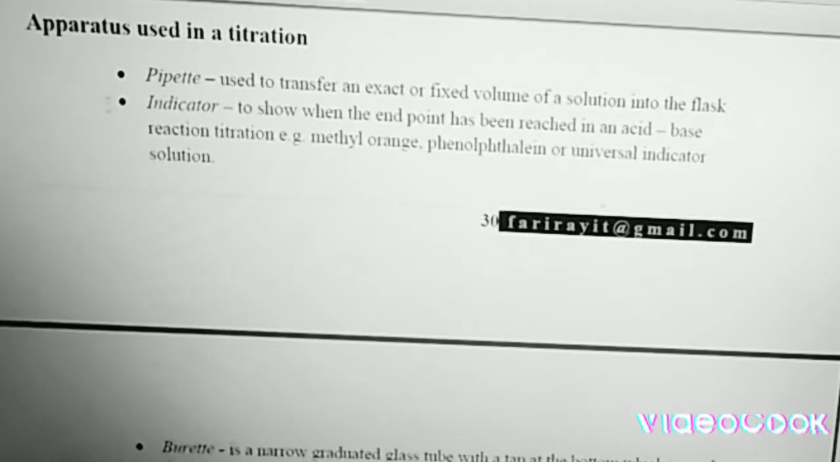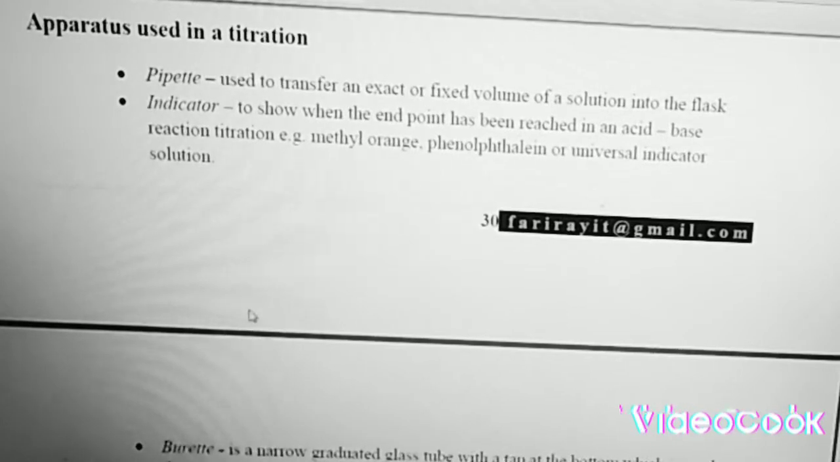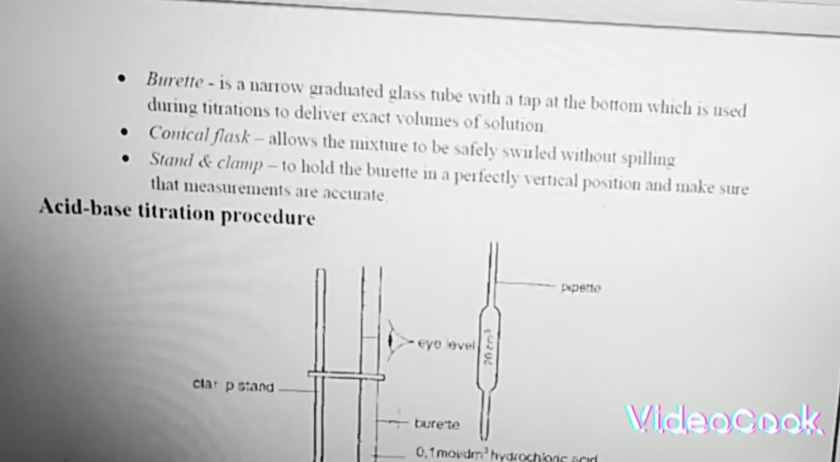So now the apparatus that we use in a titration, we have what we call a pipette. You see just now on our diagram. We use a pipette to transfer an exact or a fixed volume of a solution into the flask, right? It's very accurate. An indicator, we have touched on an indicator before. An indicator is there to show when the end point has been reached in an acid-base reaction, titration. For example, we can use methyl orange, we can use phenolphthalein or universal indicator. So the indicator is just there to tell us whether the reaction has ended or not.